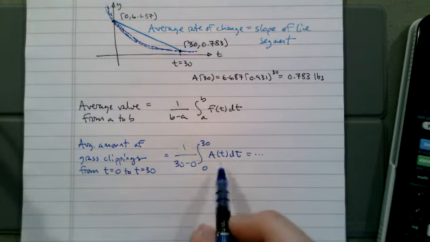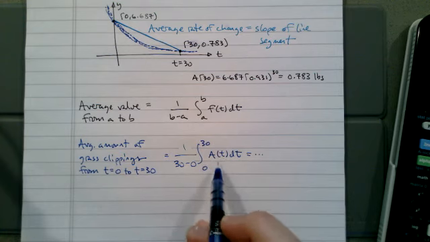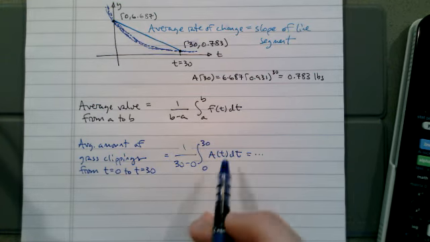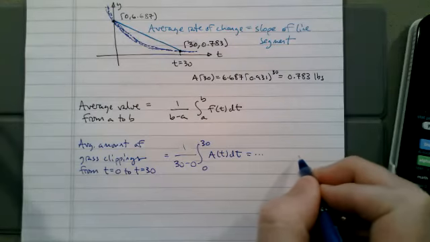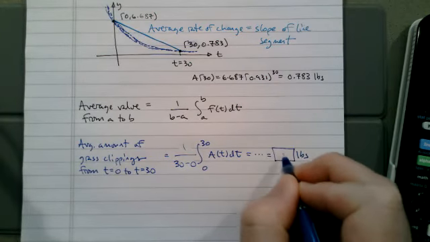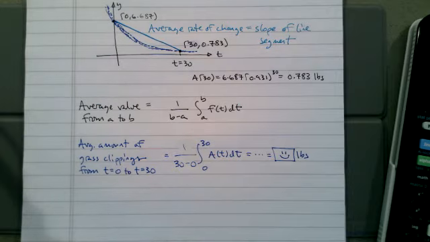Since when we integrate a of t dt, we get pound days, but then we divide that by days, so the days cancel out. So this would just be in pounds. So just calculate that definite integral and divide by 30. That's the average value.